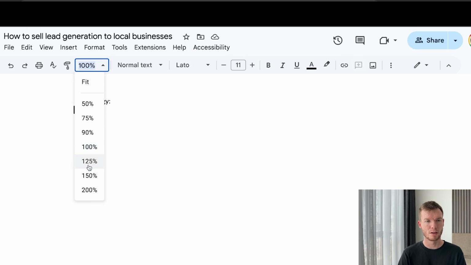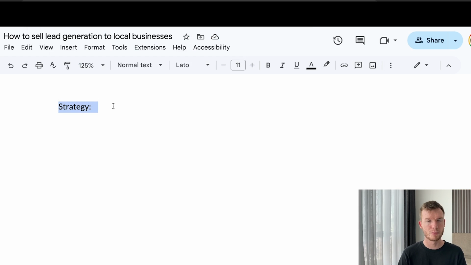So here we are on this beautiful diagram. The first thing we need to talk about is strategy. So we are reaching out to local businesses. What is our strategy? Because if we just start blindly reaching out to businesses, we are not going to have any success. So that is where strategy comes into place.